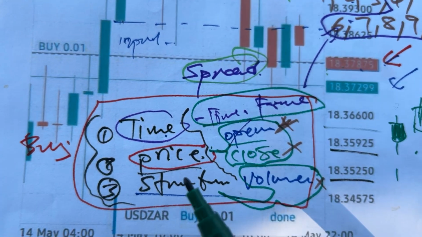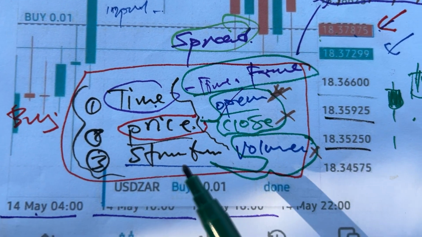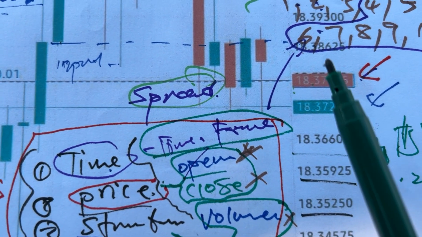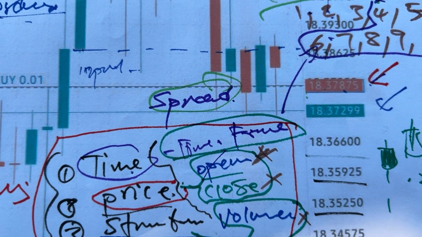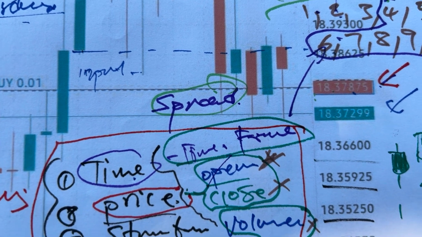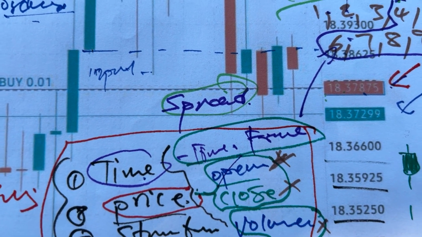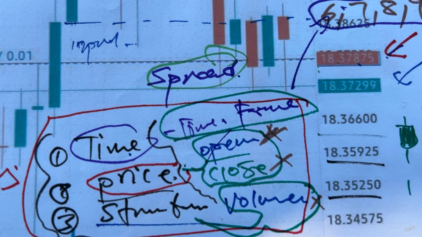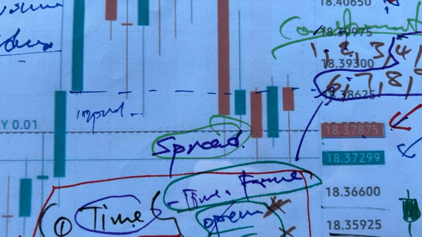Candlesticks: time, price, structure, bid, ask. Now, for you to understand the candlestick pattern so that you can actually predict or get the best accurate sniper entries for you to buy.